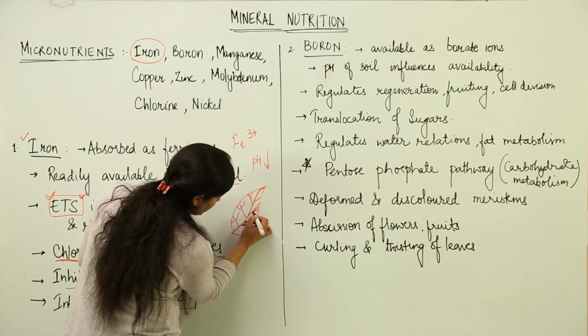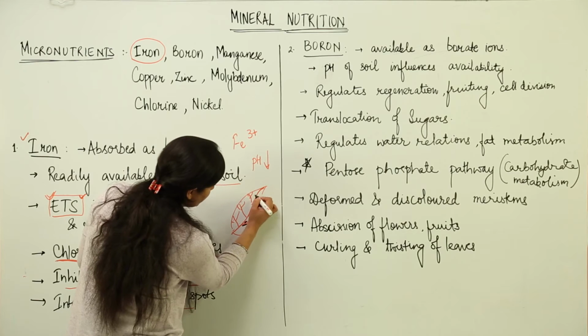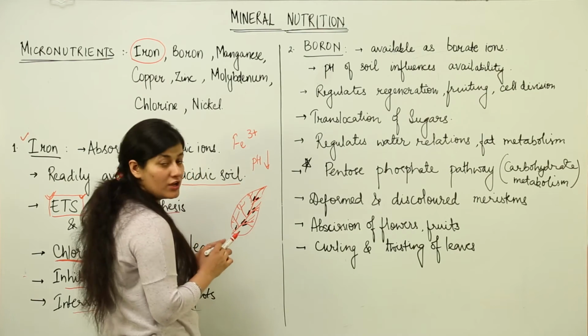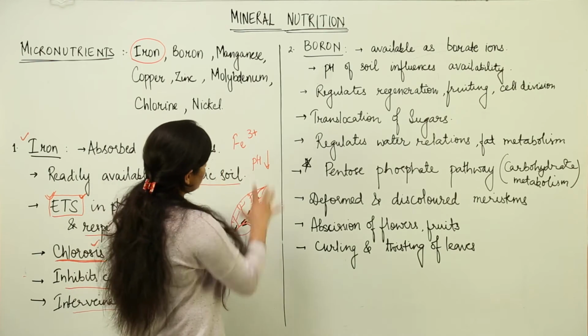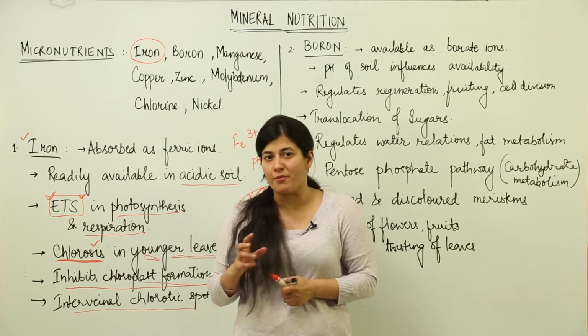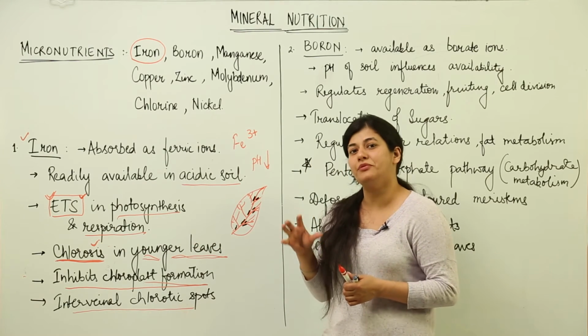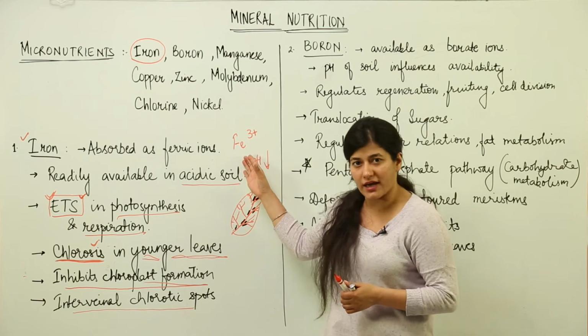Now over here I am using black color, but in case of a real leaf you would find these yellowish spots, while the rest of the leaf would be green in color. So this is the role of iron that you need to remember, and these are the deficiency symptoms if the plant is not able to take up the required amount of ferric ions from the soil.